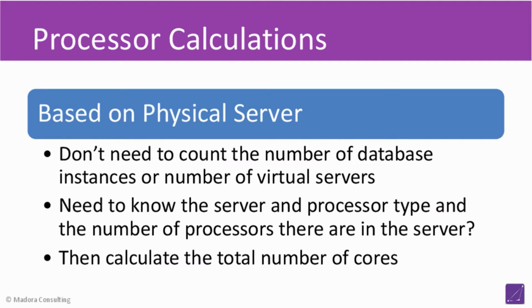So we first need to understand how many processors there are in the server and how many cores per processor. And this might involve asking your infrastructure team or looking at the original order paperwork for the servers. Alternatively, there are a number of discovery tools that can be deployed within your network to find out these details.